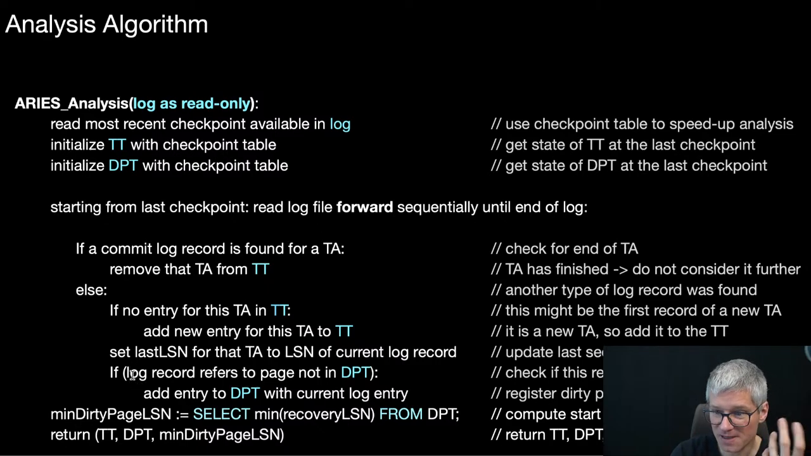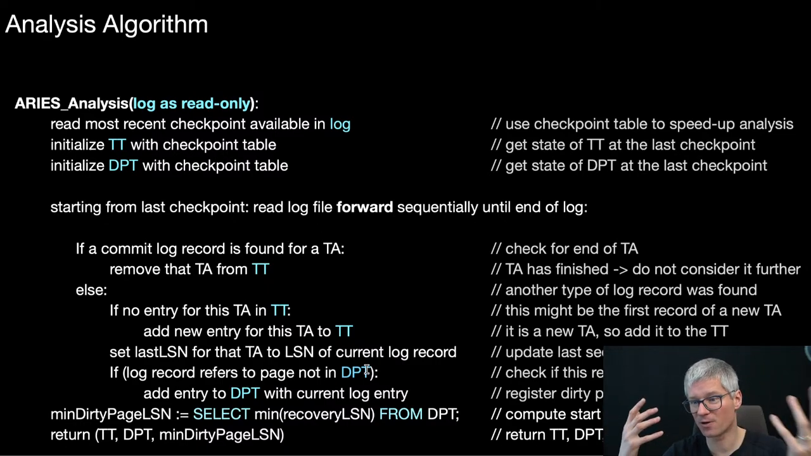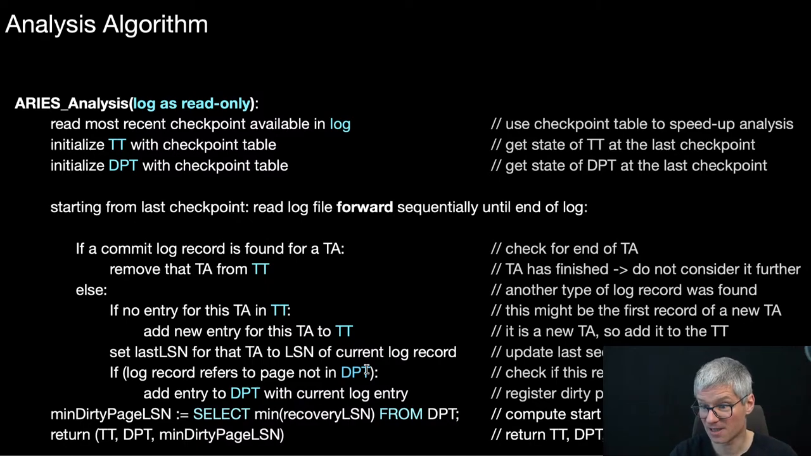And you also fix the dirty page table. So if a log record refers to a dirty page that's not in the dirty page table yet, you must make an entry. So you see, oh, page 42 is touched by that update log record, but it's not in my dirty page table yet. So I must put it in the dirty page table. Yeah? And like that, you keep processing.